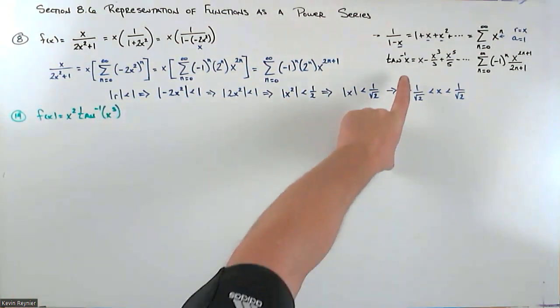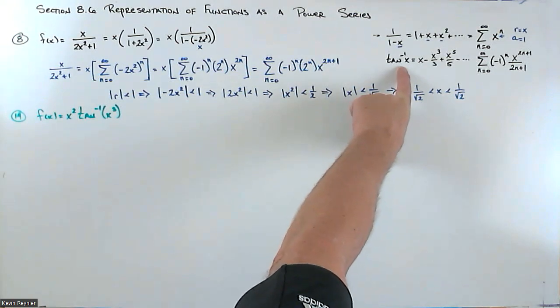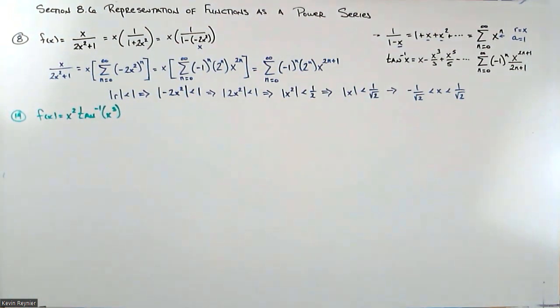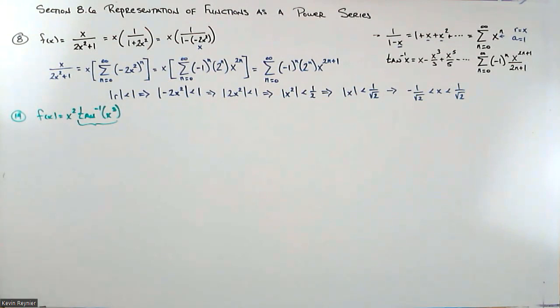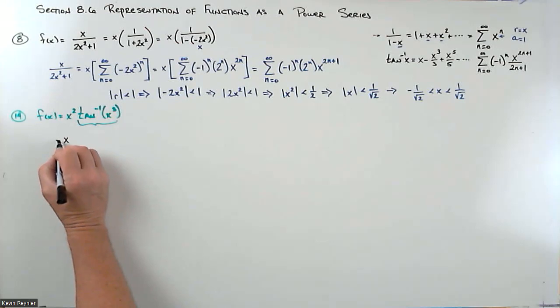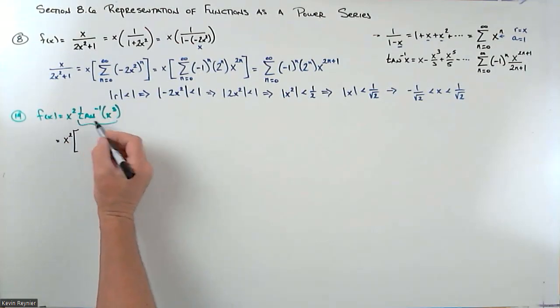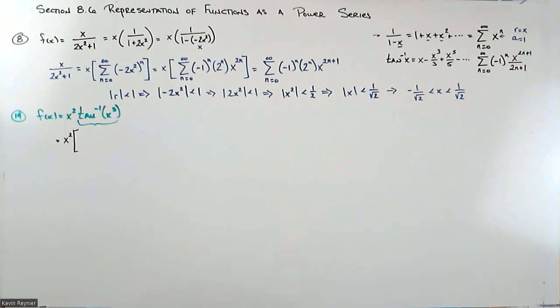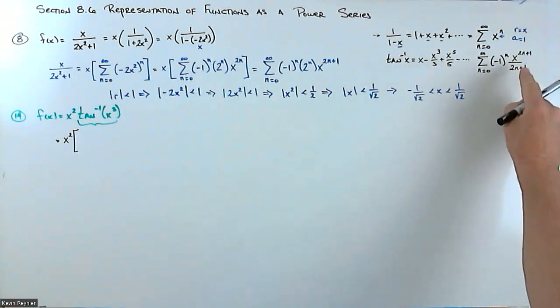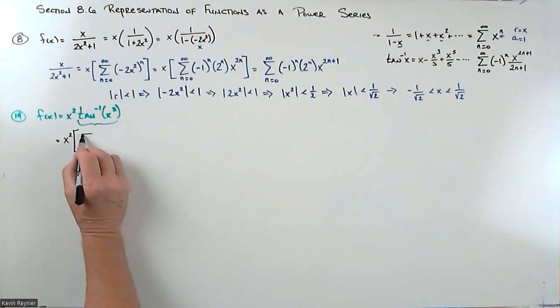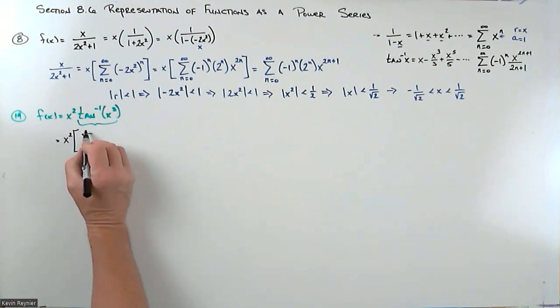Now we have inverse tangent of x, and we know the power series for inverse tangent of x. So if we just focus on this part right here, we could find that part and then multiply by x squared at the end. So we're going to just say that this is equal to x squared times the power series for inverse tangent of x cubed. We're going to use this, but we're going to replace our x with x cubed. So we have sigma n equals 0 to infinity.